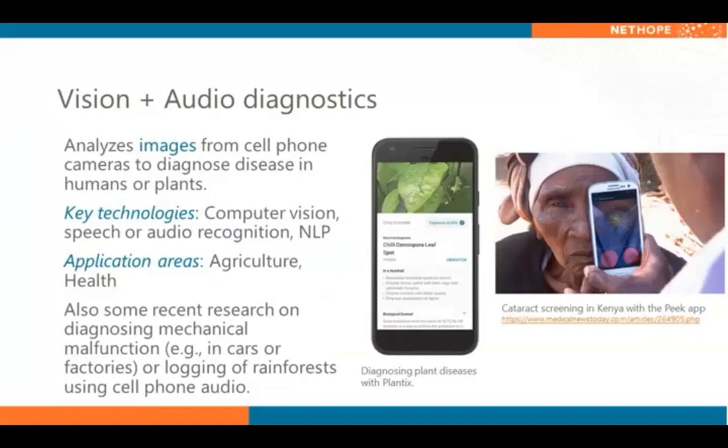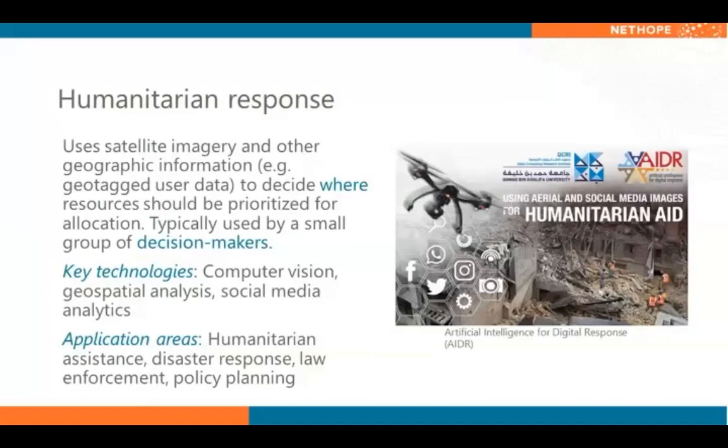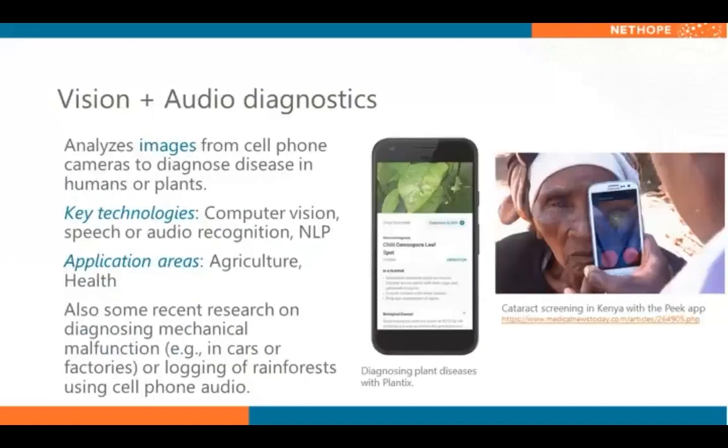Okay, we can go ahead and move forward to the last, I believe, category, which is vision and audio diagnostics. Here, this is using the key technologies of computer vision, sometimes speech or audio recognition, and sometimes NLP as well. The apps being shown are analyzing images from cell phone cameras to diagnose disease in either humans or plants.